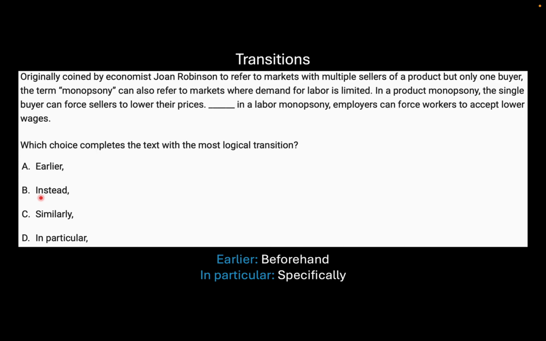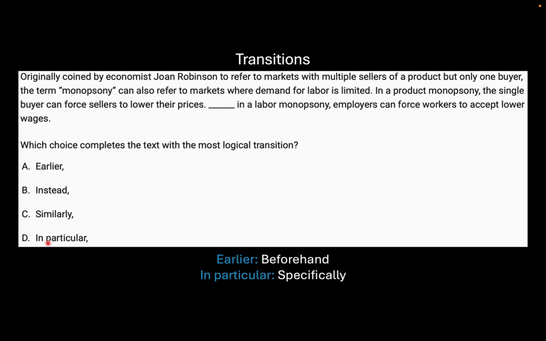B, instead. Instead can be used instead of alternatively or. So this is also wrong. C, similarly. Similarly means that there's a new but similar idea, which makes sense because it talks about monopsony. And in here it says in a product monopsony, the single buyer can force sellers to lower their prices. And in a labor monopsony, employers can force workers to accept lower wages. So basically, they're both examples about monopsony, so they have the same idea.